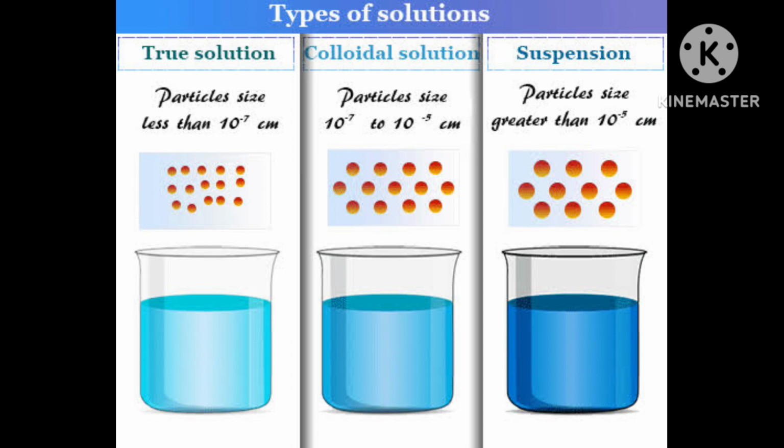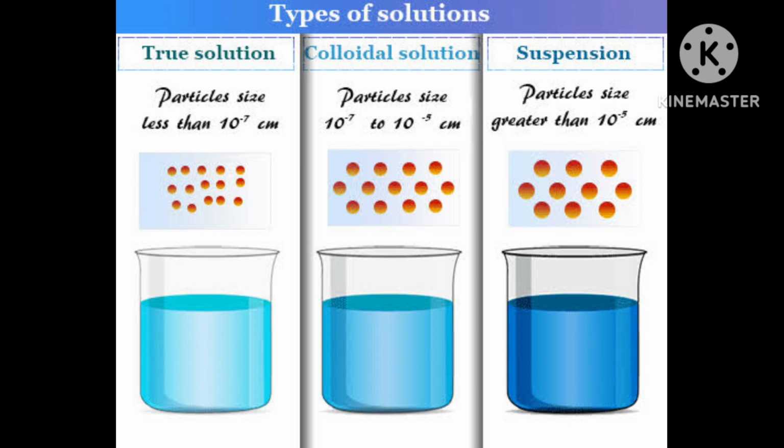Between the two extremes of suspension and solution, we come across a large group of systems called colloidal dispersions or simply colloids. A colloid is a heterogeneous system in which one substance is dispersed as very fine particles in another substance.